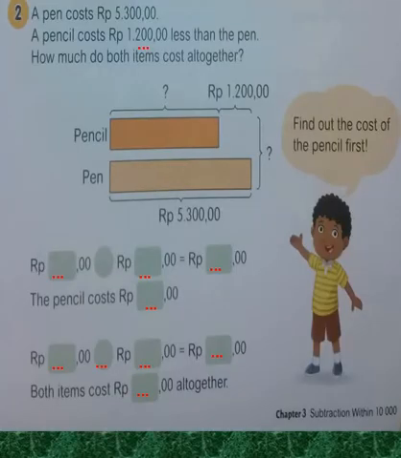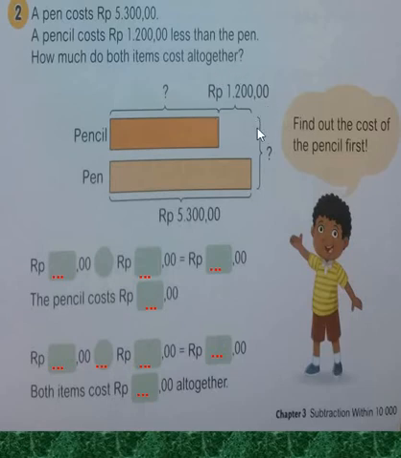Next, we go to the next question on page 55. Look at number 2. A pen costs 5,300 rupiah. A pencil costs 1,200 rupiah less than the pen. How much do both items cost altogether? Okay, look at over here. We have two things here. We have the pen and we have the pencil. The price for the pen, we know clearly that it is 5,300 rupiah. We put it here. But do you know the price for the pencil? So the clue in the question is a pencil costs 1,200 rupiah less than the pen. So we put the 1,200 over here.